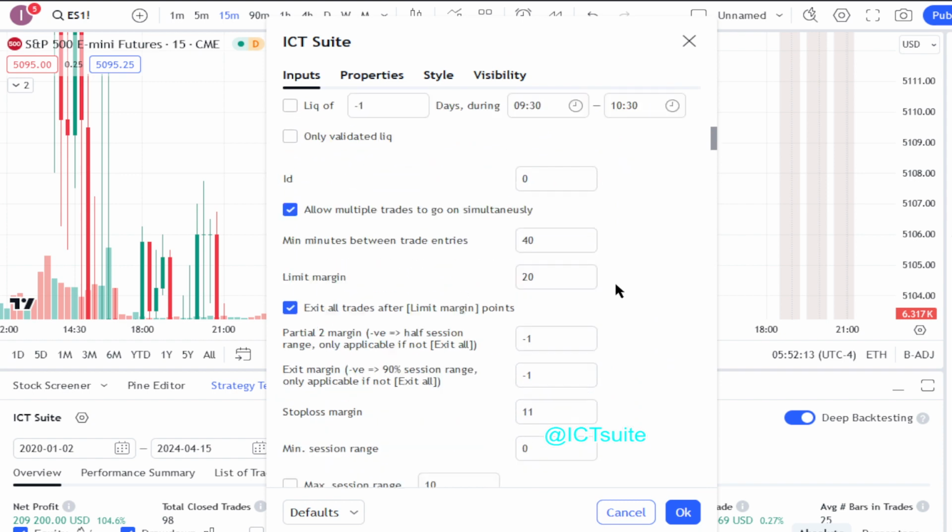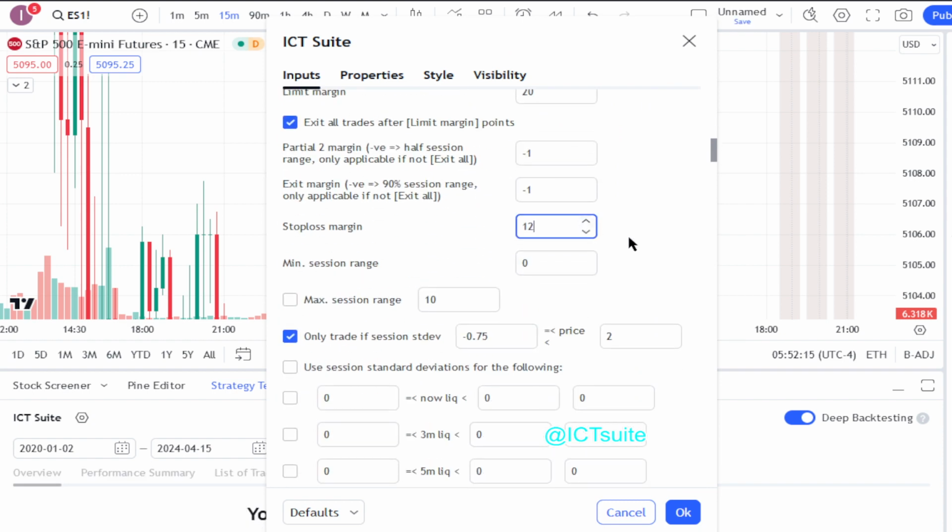And the last one to test is 12. So usually ES, if it runs more than 12 points, then it's a change of trend. So there is no meaning to keeping a trade for longer than 12 points.